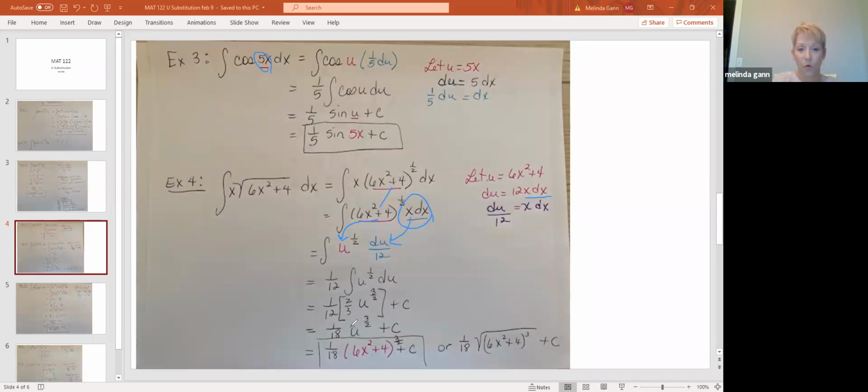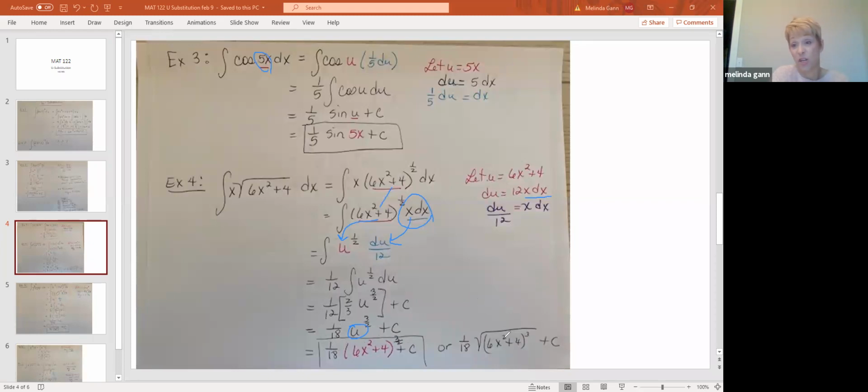U was really 6x squared plus 4. So the 1/18 stays the same, the 3/2 stays the same, the plus c stays the same. I just replaced my u with my 6x squared plus 4. Now, you're welcome to leave it like this for me, but sometimes in the back of the book, if they give you the problem as a root, they'll write the answer as a root.